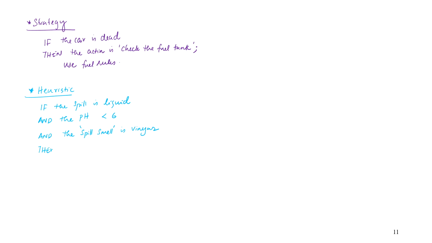then the spill material is acetic acid. This is an example of a heuristic. So, if the spill is liquid, the pH is less than 6 and it smells like vinegar, then the spill material is acetic acid. Heuristic means it is a rule, just an informal way of putting rules in.